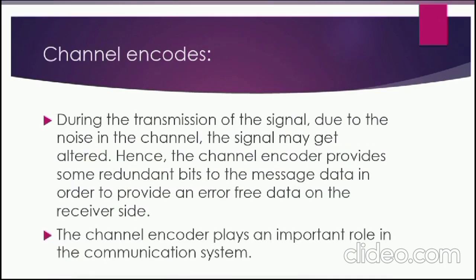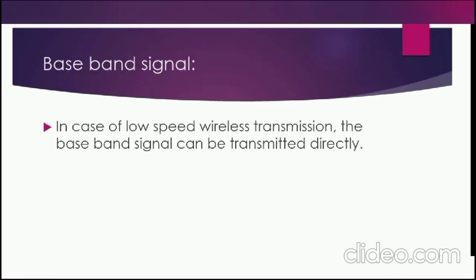Channel encoder. During the transmission of the signal, due to the noise in the channel, the signal may get altered. Hence the channel encoder adds some redundant bits to the message data in order to provide error-free data on the receiver side. The channel encoder plays an important role in the communication system.